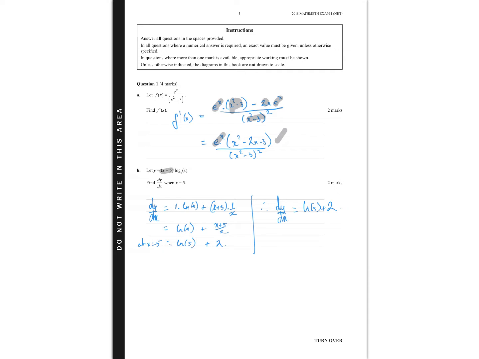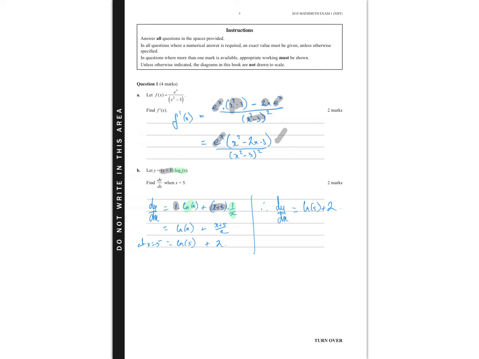Find dy/dx when x equals 5. This time we've got a product rule. So the derivative of the first times the second plus derivative of the second times the first. And then we're just going to put x equal to 5.